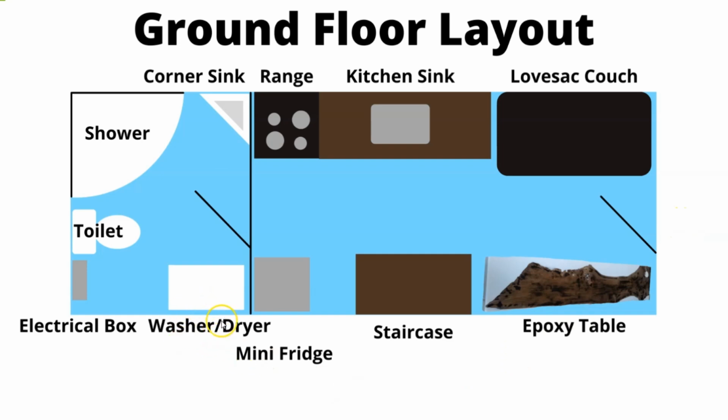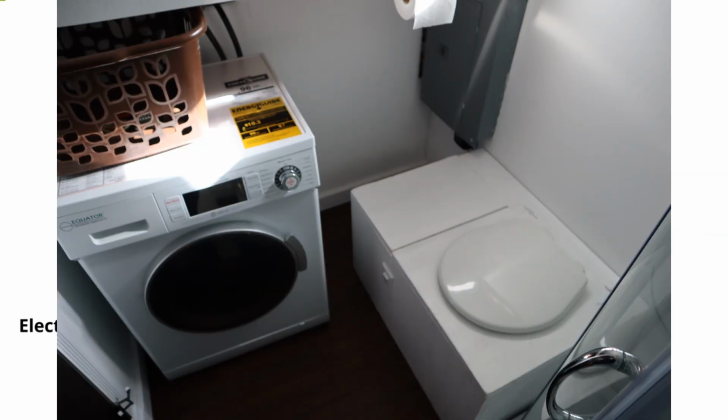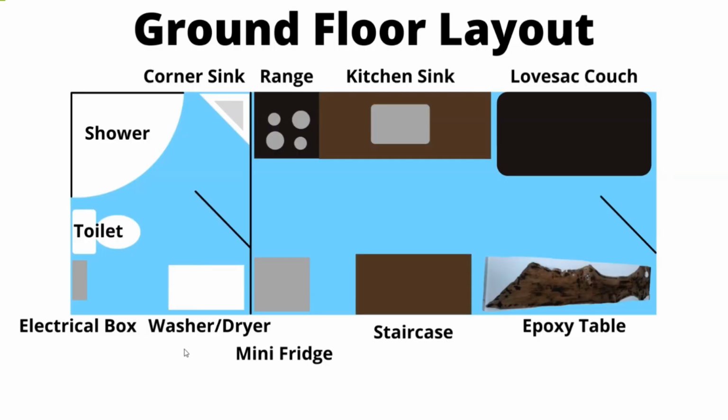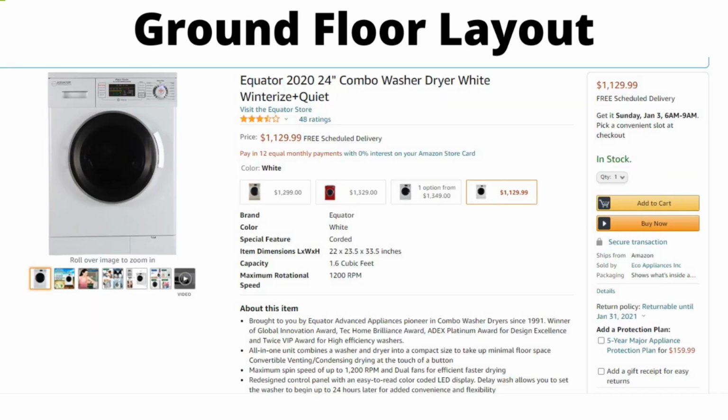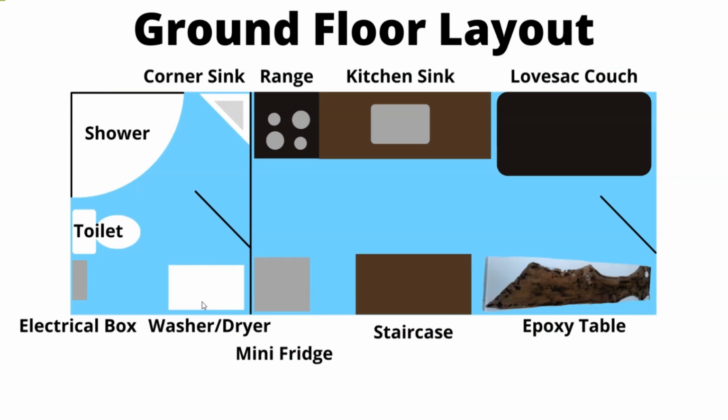Continuing along, we have the washer dryer combo. This is one unit that both washes a load and then dries the load in the same basket area. So it doesn't take up much space. They are rather expensive though. I think this unit in particular was around $1,300. Moving on to the next, we have a mini fridge.